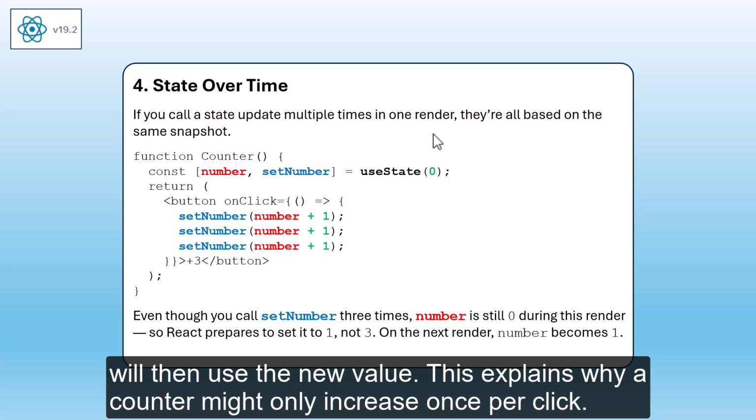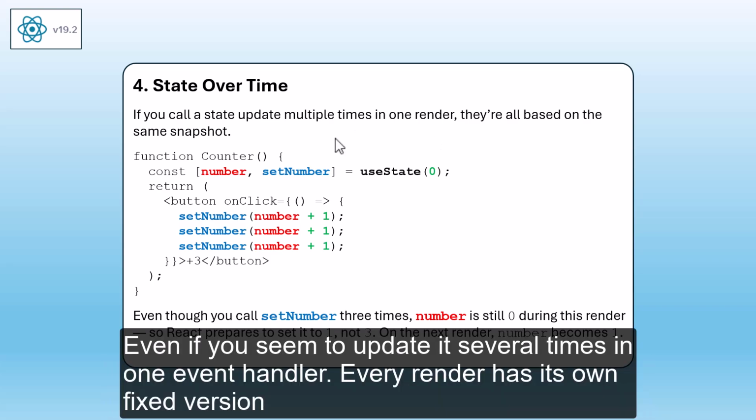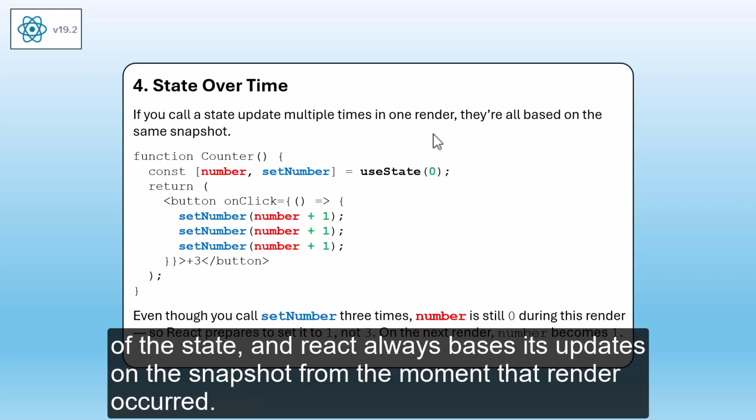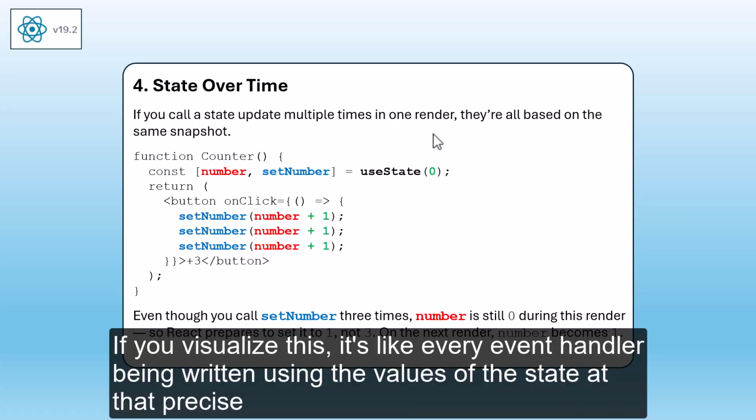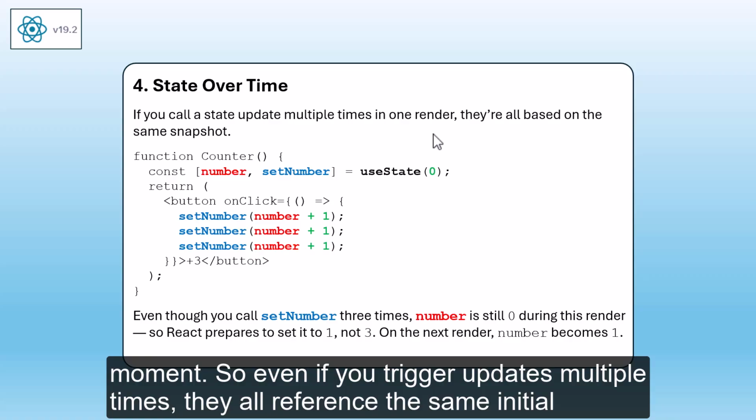This explains why a counter might only increase once per click, even if you seem to update it several times in one event handler. Every render has its own fixed version of the state, and React always bases its updates on the snapshot from the moment that render occurred. If you visualize this, it's like every event handler being written using the values of the state at that precise moment. So even if you trigger updates multiple times, they all reference the same initial snapshot.